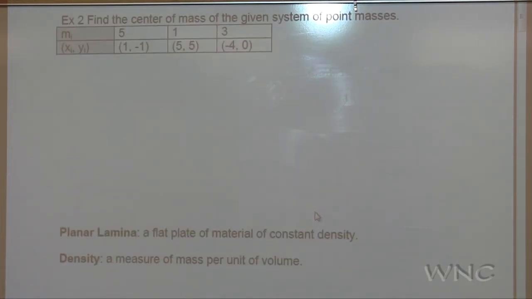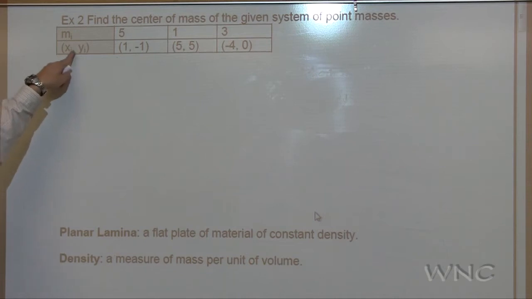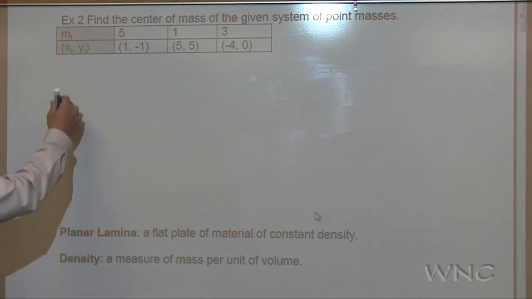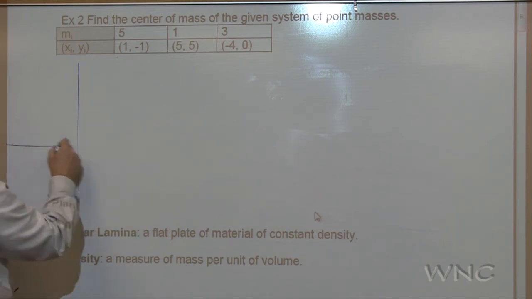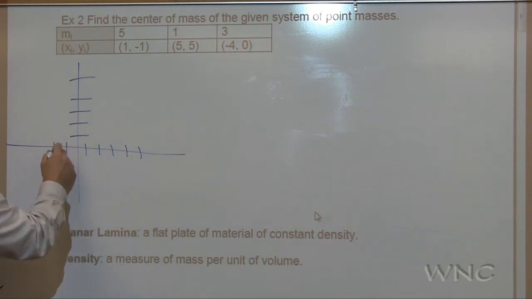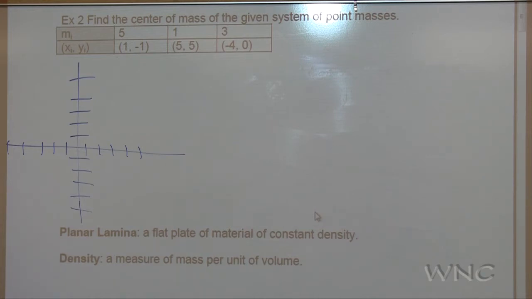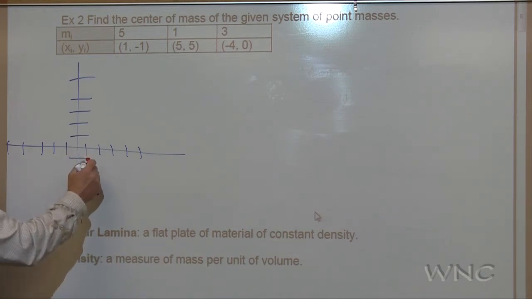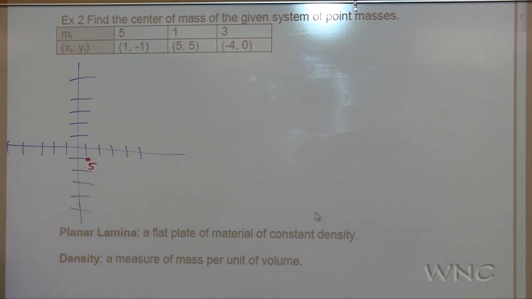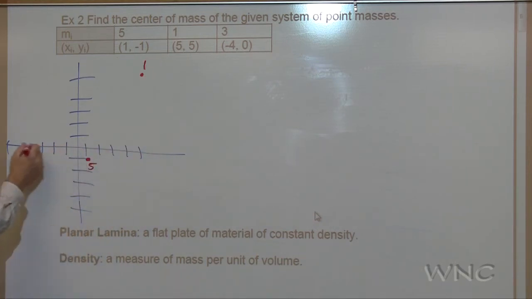Okay, example 2. We have a two-dimensional system. The masses and their locations, let me draw this and graph this up here. So we have mass at these different locations. At 1, -1, we have 5 units of mass. At 5, 5, we have 1. And at -4, 0, we have 3.